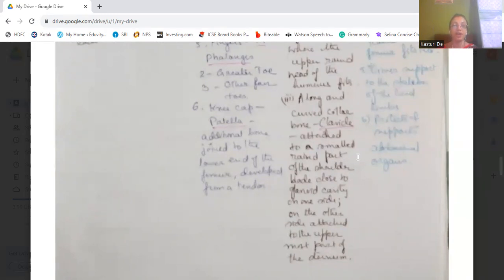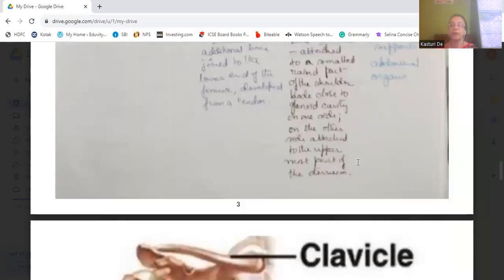Another bone is the kneecap. In the knee region, we get a cap-like structure which is known as patella. It's an additional bone which is joined to the lower end of the femur, developed from a tendon.